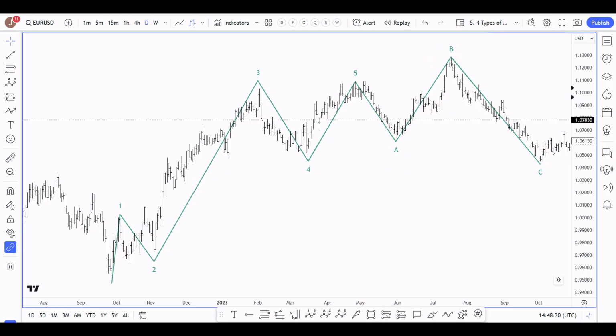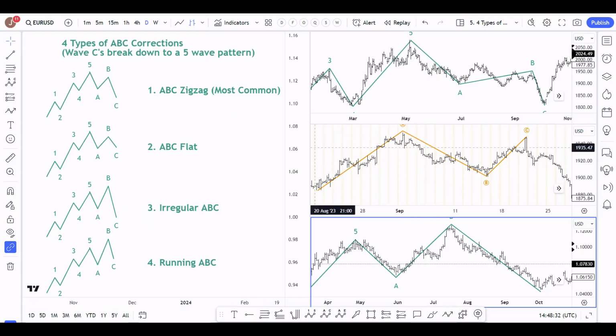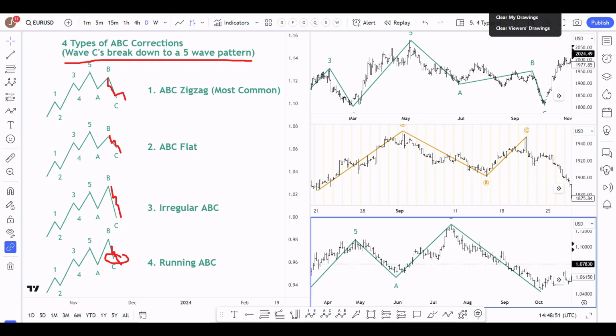We want to be aware of these different types of corrections. Now a quick point to note, and I've noted it over here, is that wave C breaks down to a 5-wave pattern. So when we're identifying the end of a correction, we're always going to be looking for a 5-wave pattern to help us identify the end of these trends. And we're also going to use price, time, and momentum to pinpoint.